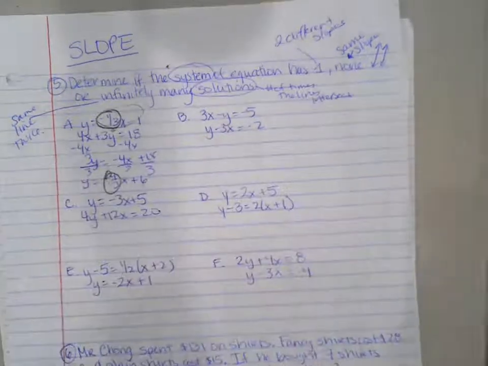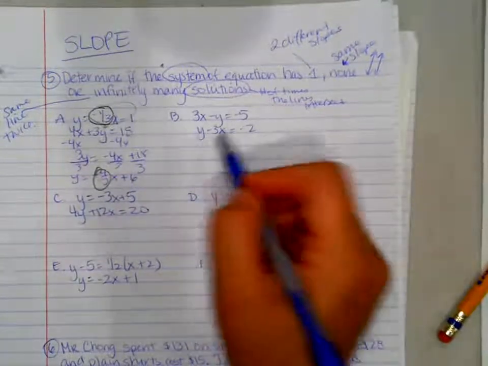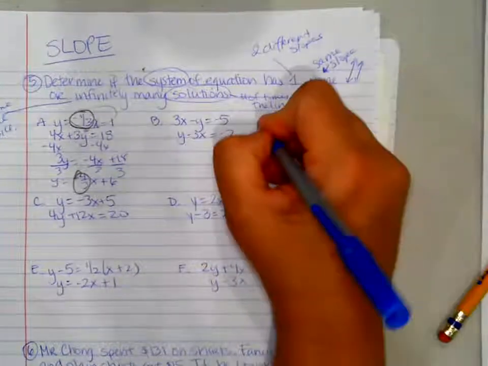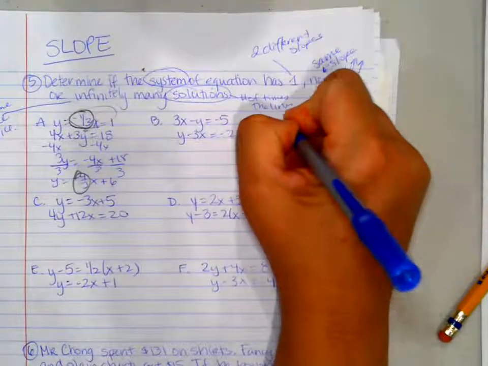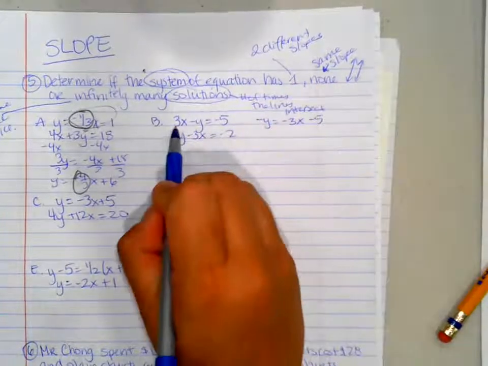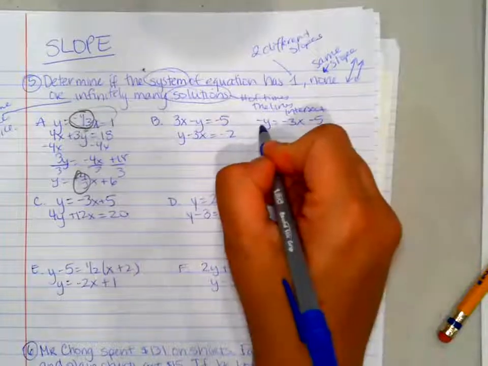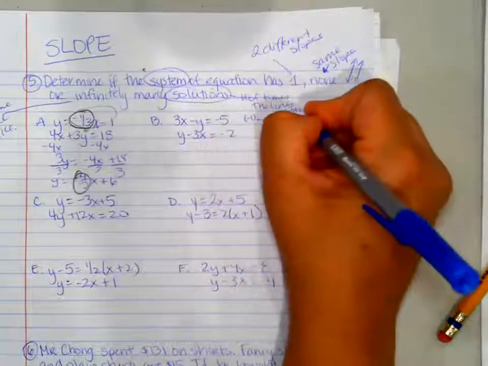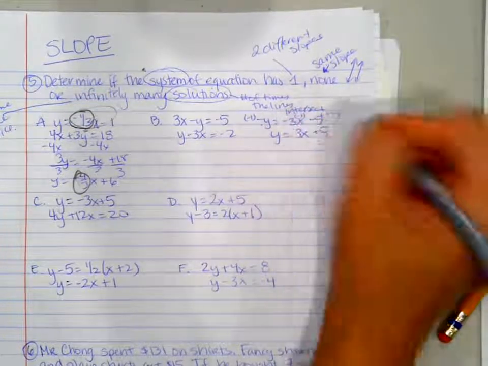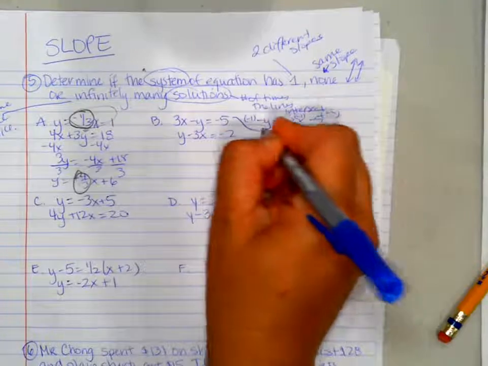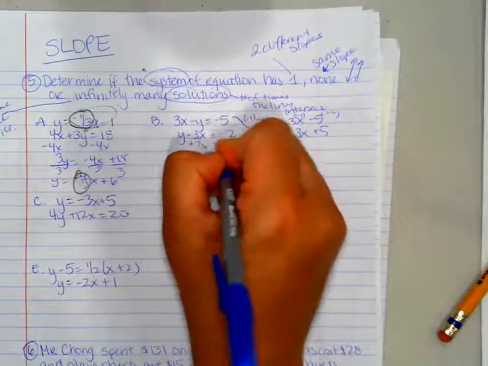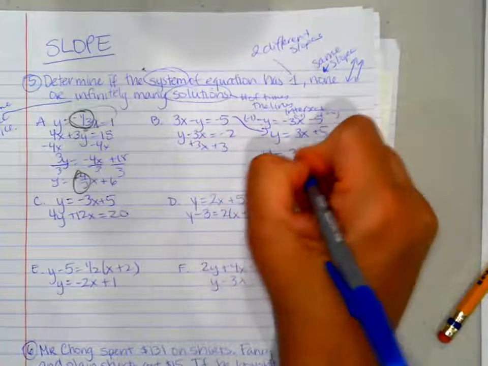Let's try B. Neither one of these is in y equals mx plus b form. All right, so let's put them in y equals mx plus b form. That would give me negative y equals negative 3x minus 5. So I just subtracted 3x from both sides. I can't have this negative here, so I'm going to multiply everything by negative 1, and that's everything. And I get y equals 3x plus 5. I just took that equation and made it right there. This guy right here, I'm going to add 3x to both sides. So I get y equals 3x plus 1.